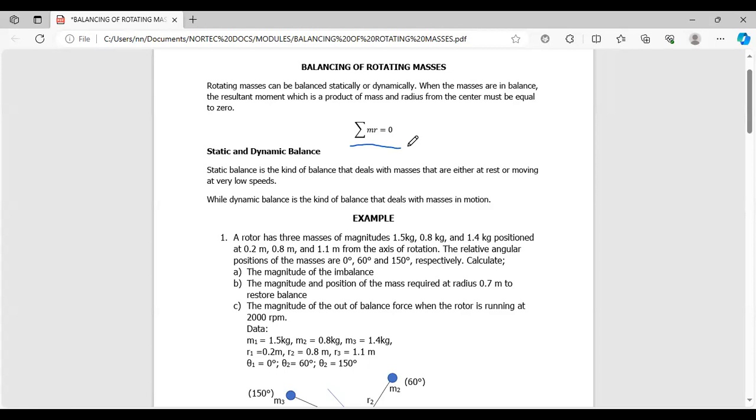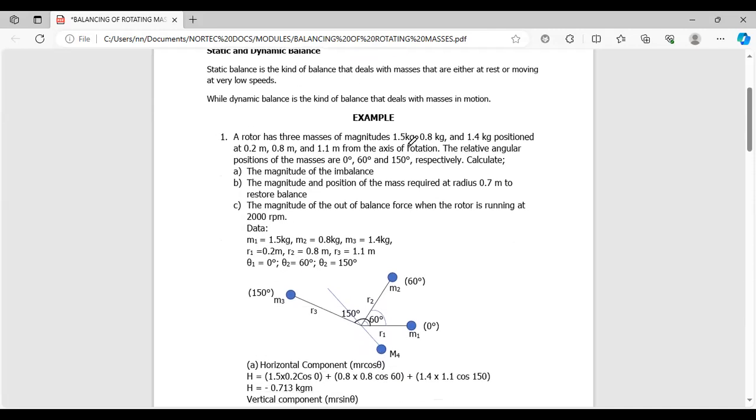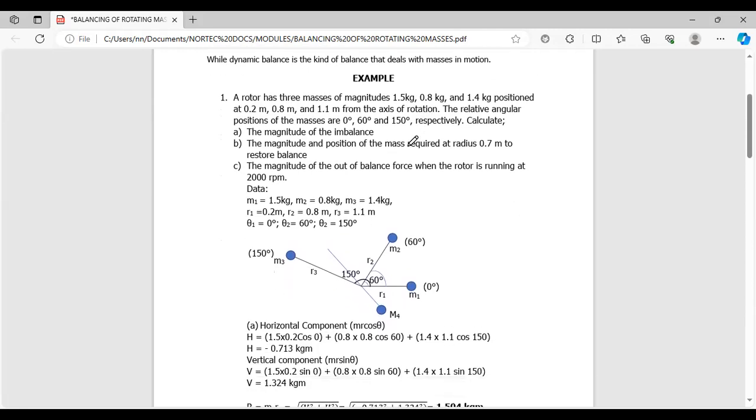Now, it does not work out well if we just discuss the principles and end there. So today, we're looking at an aspect where we also consider the radius from the center. Here's a typical example. A rotor has 3 masses whose magnitudes are 1.5, 0.8, and 1.4, and these are at radial positions of 0.2 meters, 0.8 meters, as well as 1.2 meters. The angles at which they are positioned are 0, 60, and 150.